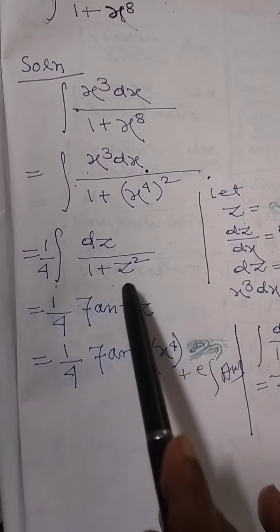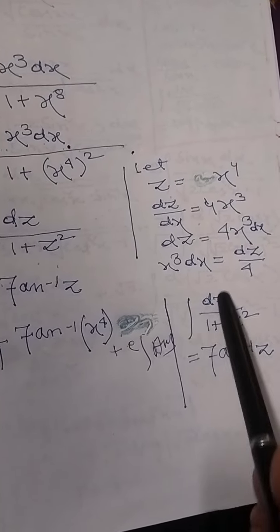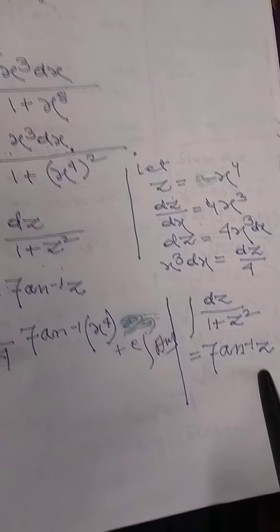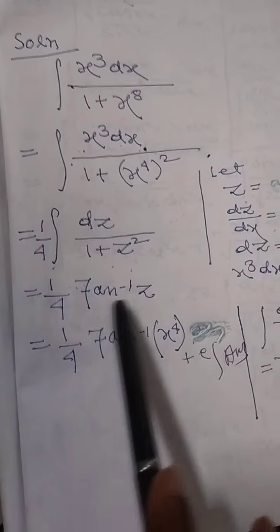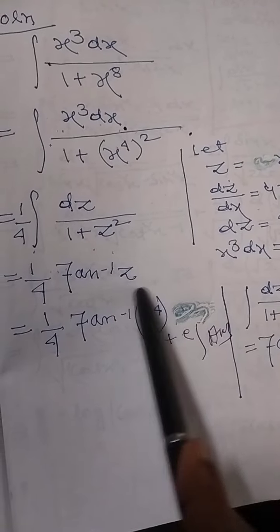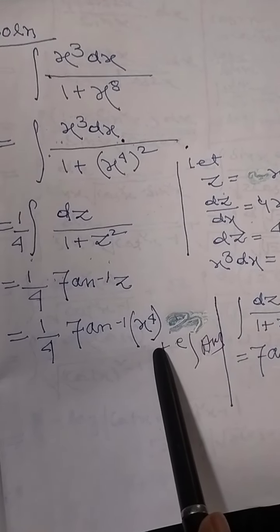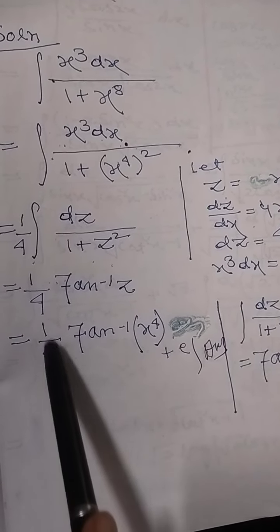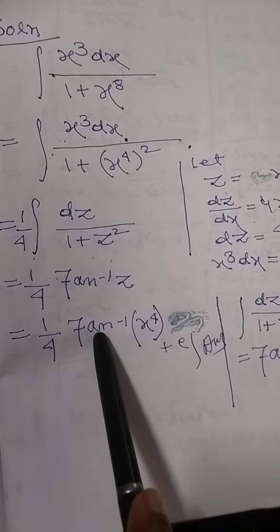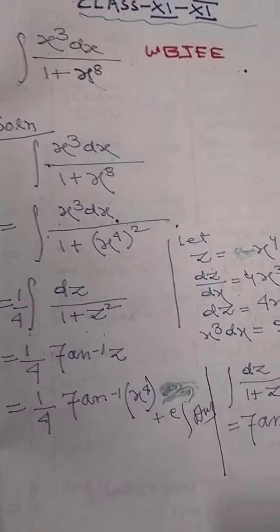Now formula: integration of dz by 1 plus z square equal to tan inverse z, so 1 by 4 tan inverse z. Putting the value of z equal to x to the power 4, so equal to 1 by 4 tan inverse x to the power 4 plus c. This is the answer.